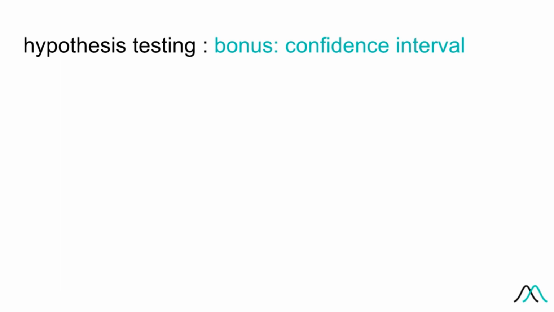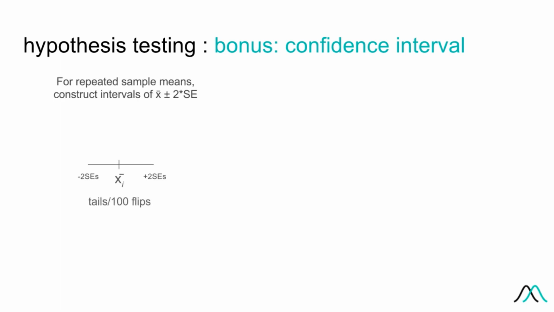In other words, only 5% of our sample means in the long run are expected to be outside of this likely range of plus or minus 10 tails, of 39 or less, or 61 or more. But what if, for every random sample of 100 flips, you took its mean, x bar, as the best estimate of the true mean, and constructed an interval of whatever x bar was plus or minus that same 2 times standard error, that is, plus or minus 10?